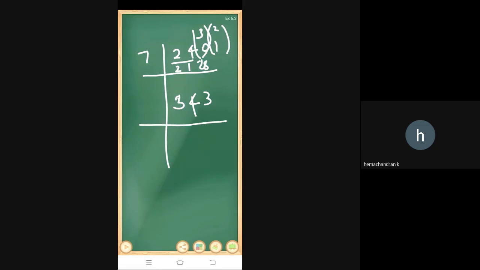Now again let us divide by 7. 34. 7 fours are 28. You should know the tables. 7 sevens are 49. Then balance how much? Whether this 49 is possible? How many times? Balance how much?